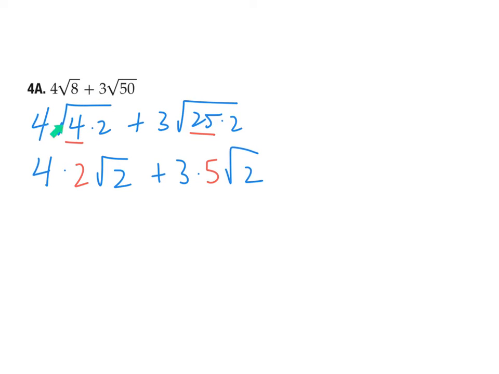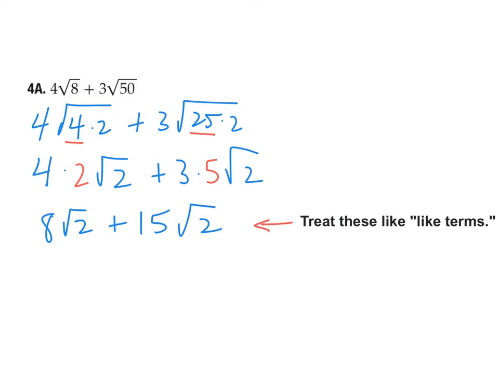This 4 was being multiplied by the radical. The 3 was being multiplied by the radical. So now, instead of being multiplied by the radical alone, it's multiplied by the simplified form of this factor. Okay, and then this gives me 8 radical 2, 15 radical 2, and now we're going to treat them like they are like terms. The phrase like terms usually just applies to variables. I guess it applies to constants too, so they really are still like terms.